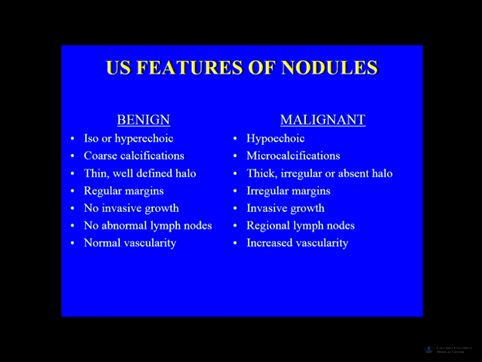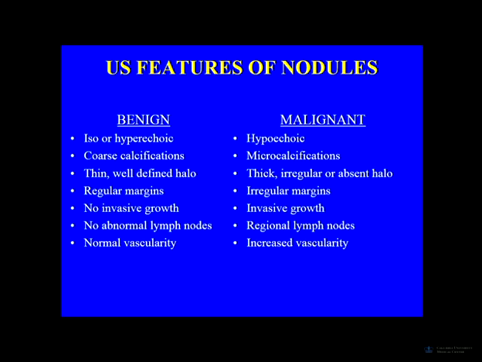Having said that, features more consistent with benign nodules are those that are iso or hypoechoic. So if their brightness is similar or even brighter than the surrounding thyroid tissue, that's a reassuring sign. If you have coarse calcifications, calcifications often show up as bright white spots. If they're large and sort of chunky looking, that actually can be a good sign. If they have a thin, well-defined halo, so many nodules have a small surrounding portion around it called the halo. If you can see that and it's very well defined, that's extremely reassuring. If they have regular margins, that's usually consistent with benign nodules.